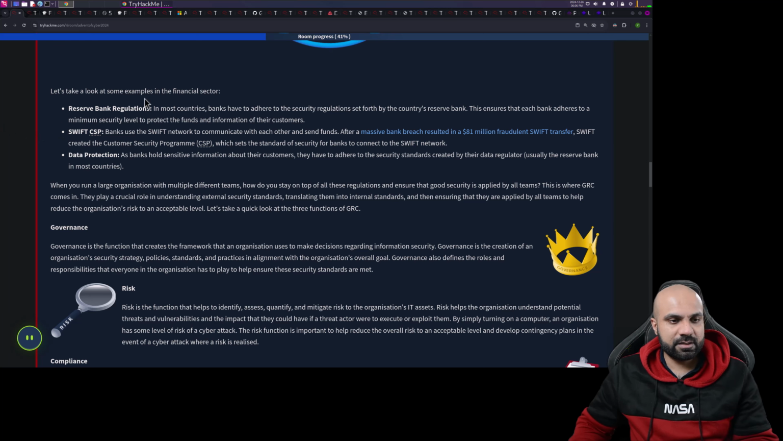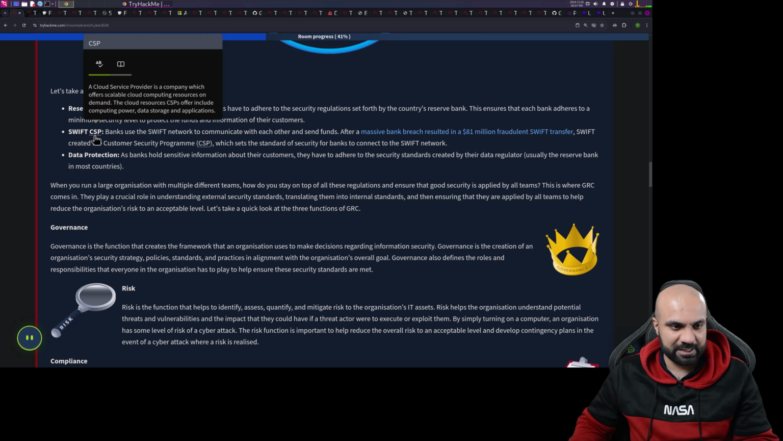Let's take a look at some examples in the financial sector. Reserve Bank regulation, SWIFT CSP, data protection. Okay, Reserve Bank regulation. In most countries, banks have to adhere to security regulations set forth by the country's Reserve Bank. This ensures that each bank adheres to a minimum security level to protect the funds and information of their customers.